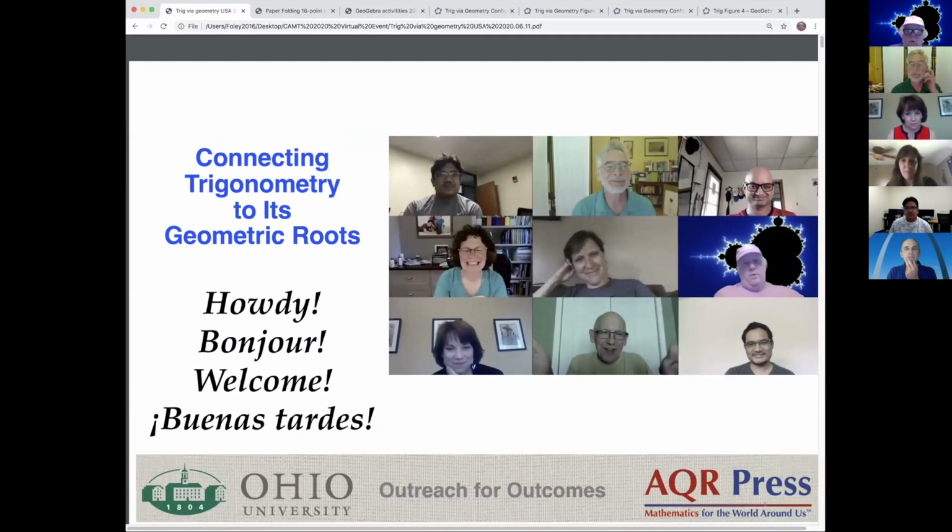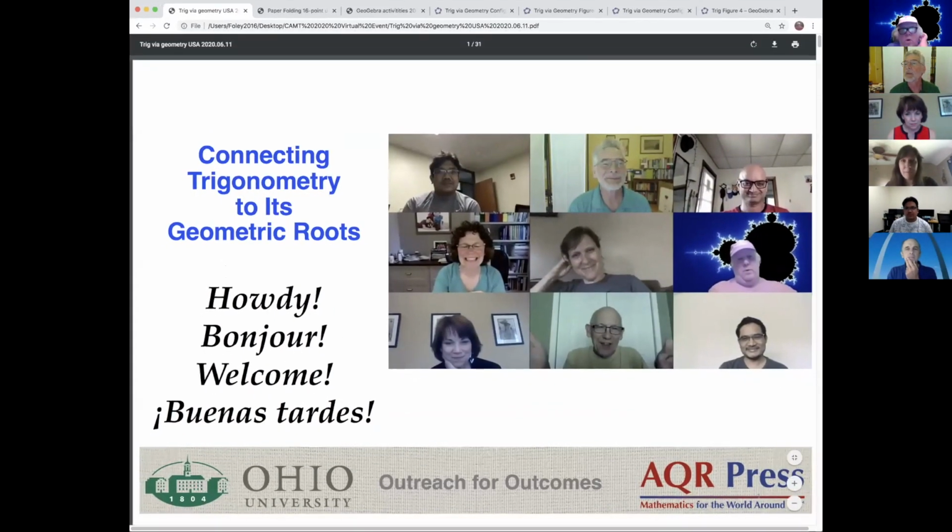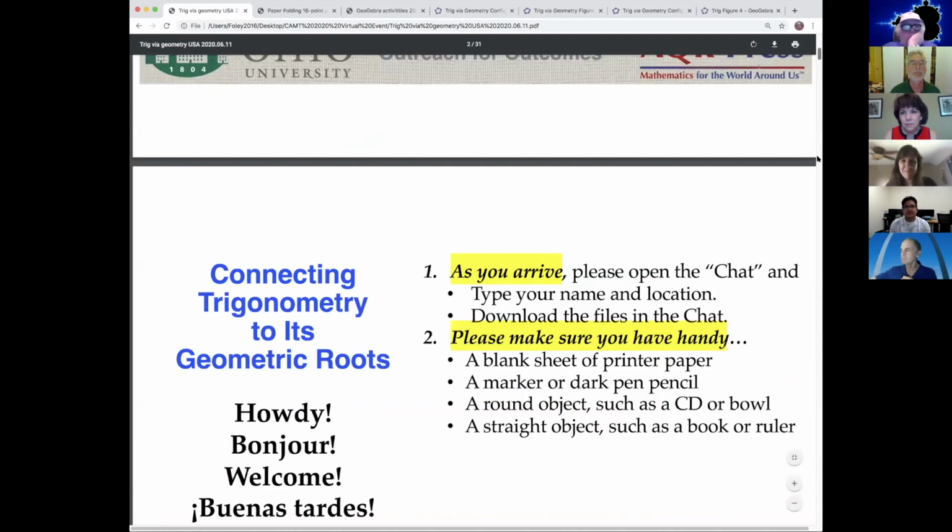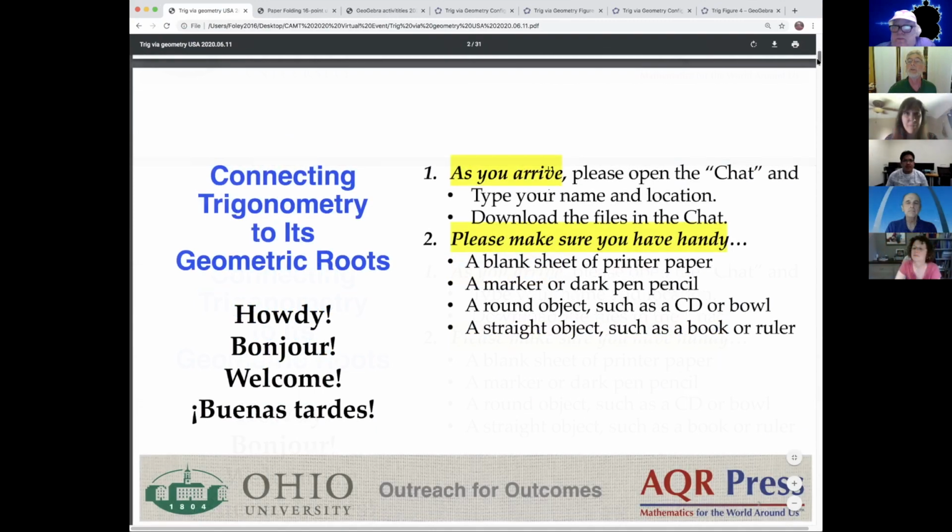And to all the participants, if you haven't seen the required materials or the helpful materials, get yourself a blank piece of paper, something circular, and a Sharpie and a straight edge, if you have them available. Okay.